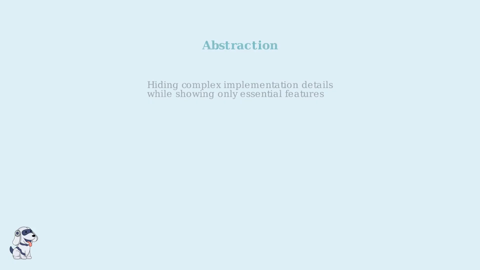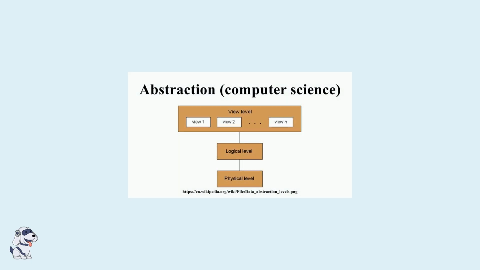to interact with. In computer science, abstraction works through different levels. Let's examine how this layered approach helps manage complexity in software systems. The view level represents what users see and interact with. The logical level contains the business logic and rules. The physical level handles the actual data storage and hardware interactions. Each level abstracts away the complexity of the levels below it.